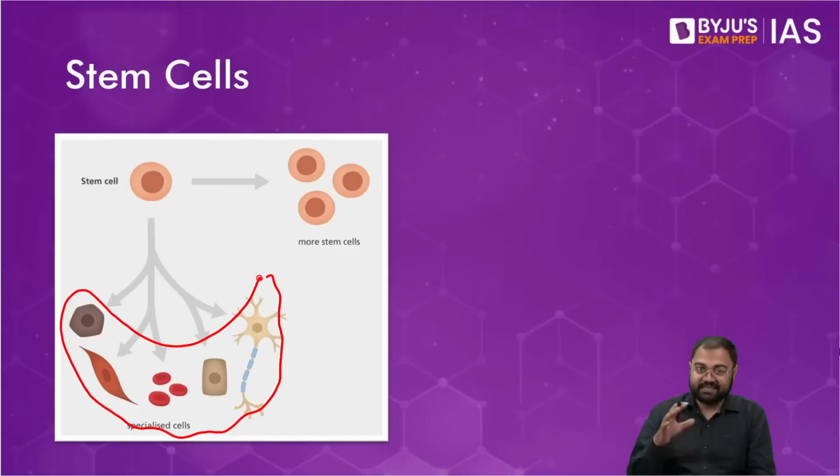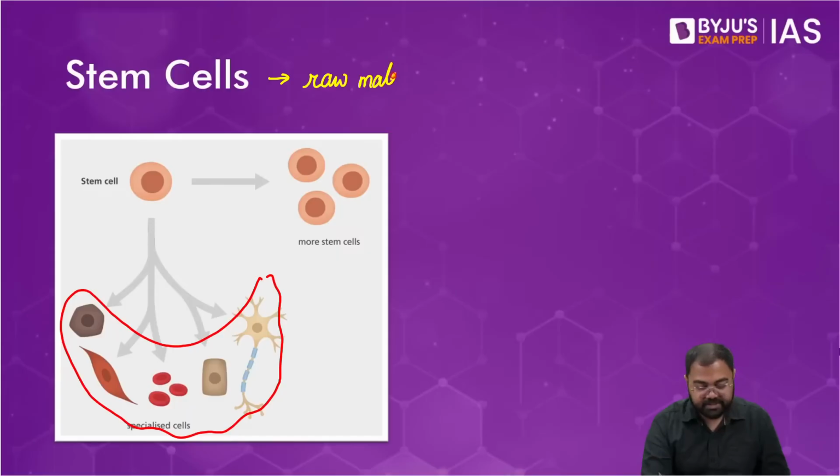Now, when we say stem cells are undifferentiated, unspecialized cells, it means these are cells which do not have a specific function in the body, but they are the origin of each and every cell in our body. Each and every cell in our body basically comes from stem cells. So you can say in a manner that they are the raw material for every specialized cell in our body.